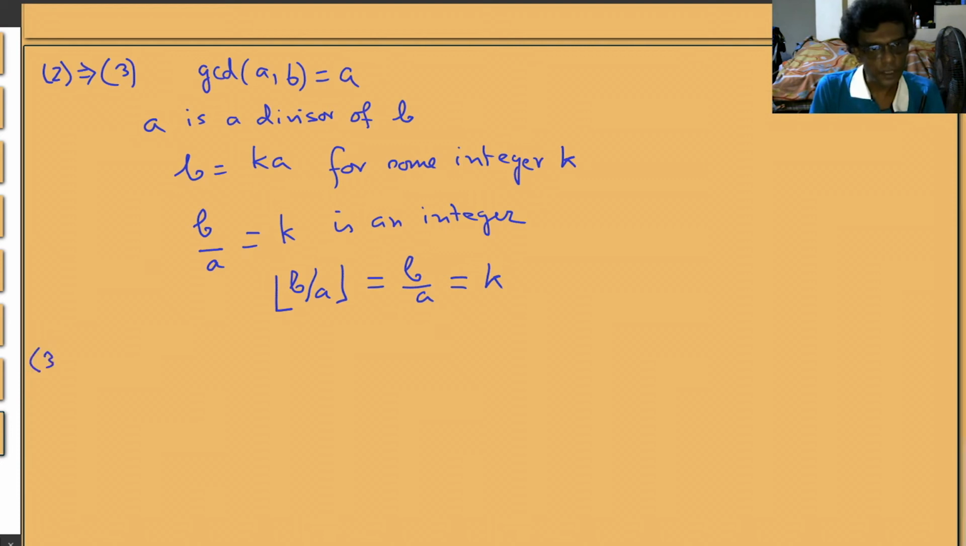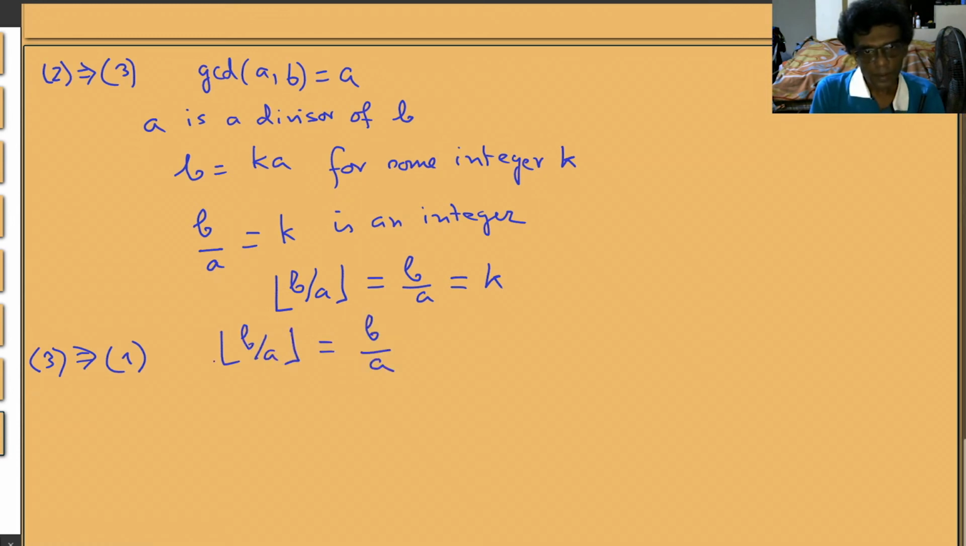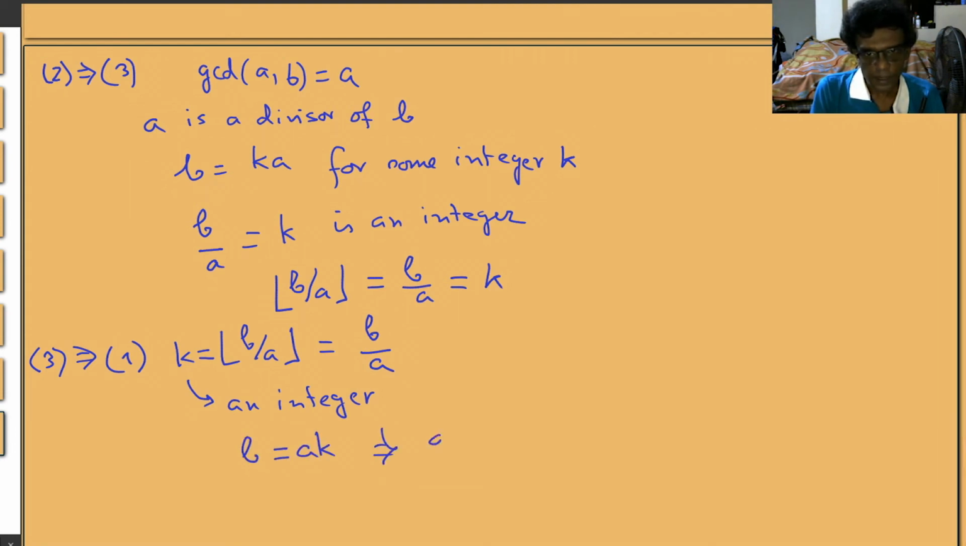Finally, I have to show 3 implies 1. So it is given that floor of B by A is equal to B by A. So let us call this K. Since floor is an integer valued function, K is an integer. But then what do I have? B equal to AK for an integer K. So this implies A is a divisor of B.